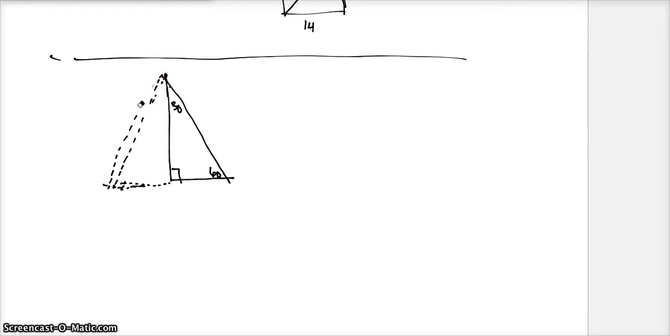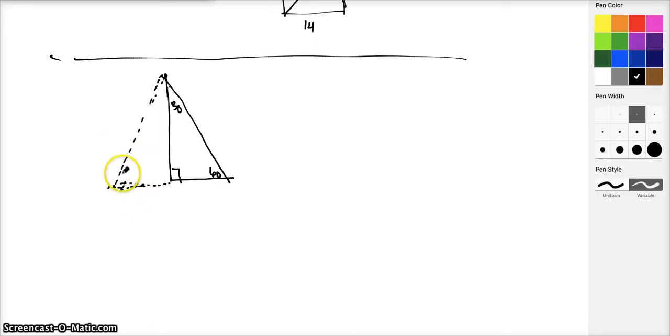Hopefully, you can guess. I hear you, girl. I hear you shouting it out loud. Just keep quiet. No, I'm just kidding. We would have an equilateral triangle, right?